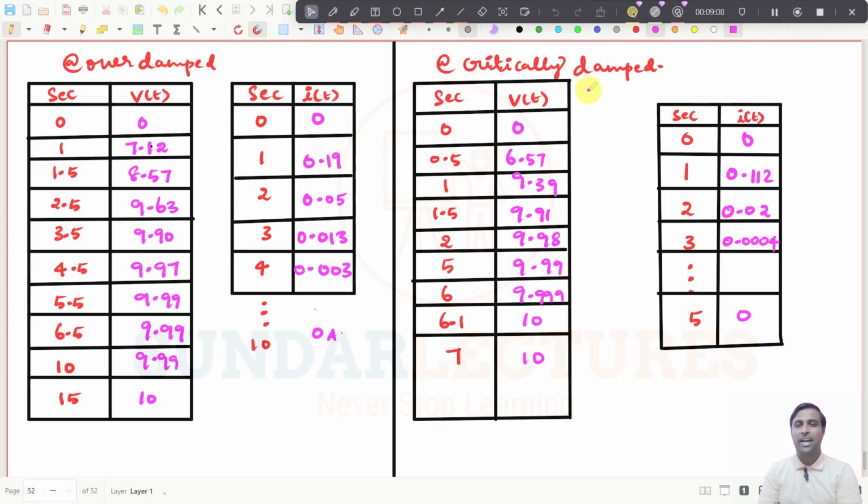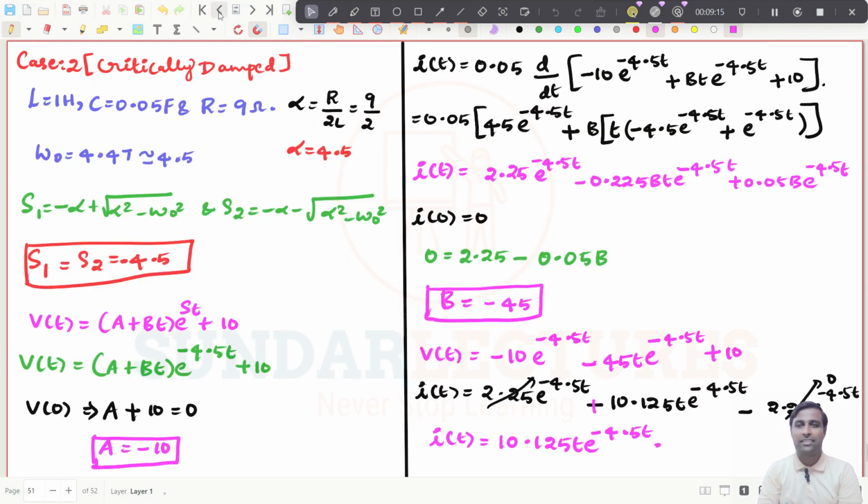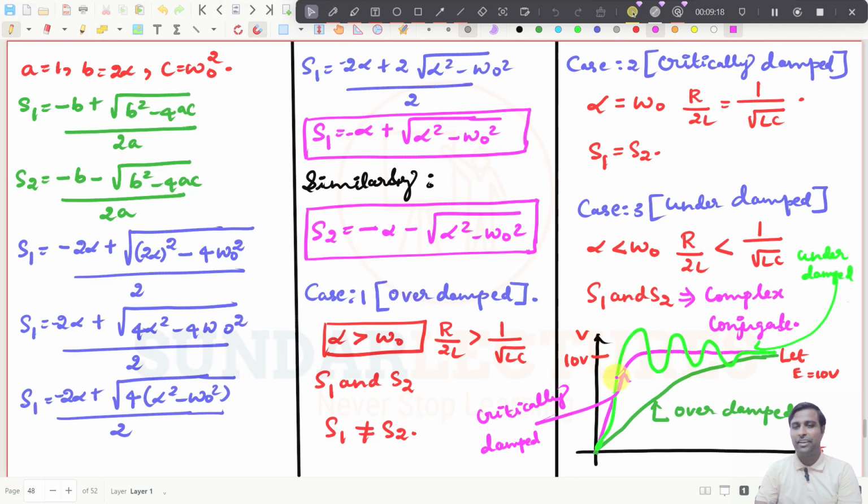This is over damped and this is the critically damped condition, right? If you compare these two, you can easily understand. This is the graph we have already seen. The over damped condition takes more time. For example, if this is 5 volt, then it takes around 2 seconds for the capacitor to store 5 volt, and for 10 volt it takes 10 seconds, but maybe if you take 6 then it will be very fast, right?